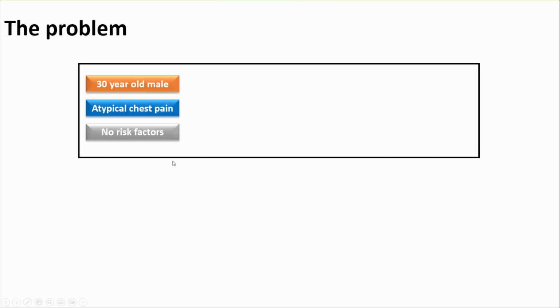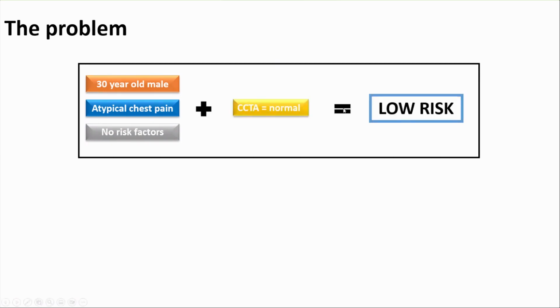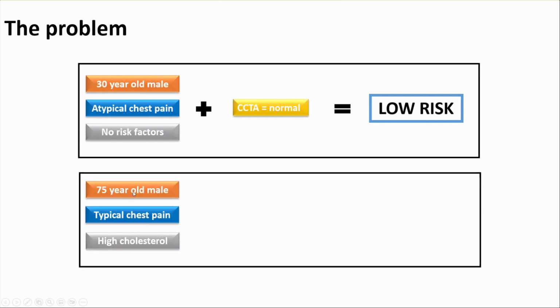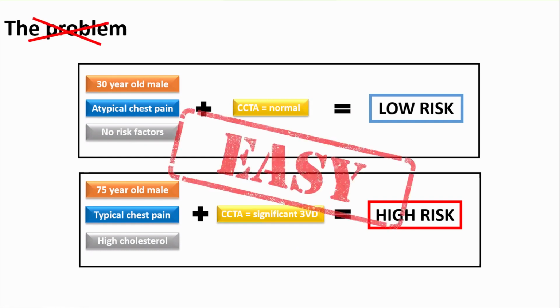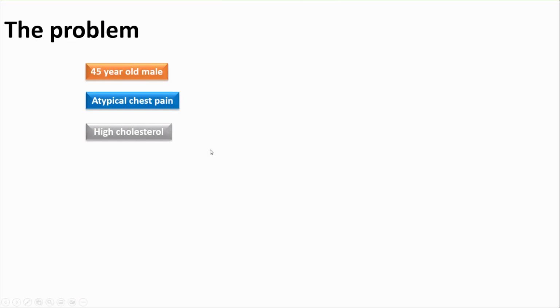So this is a 30-year-old male with atypical chest pain and no risk factors. They go on to have a coronary CTA. This is clearly low risk. We have a more elderly gentleman with typical chest pain and high cholesterol. They go on to have a coronary CT with 3 vessel disease. This is clearly high risk. So these sorts of decisions are not difficult for us. Those are easy.